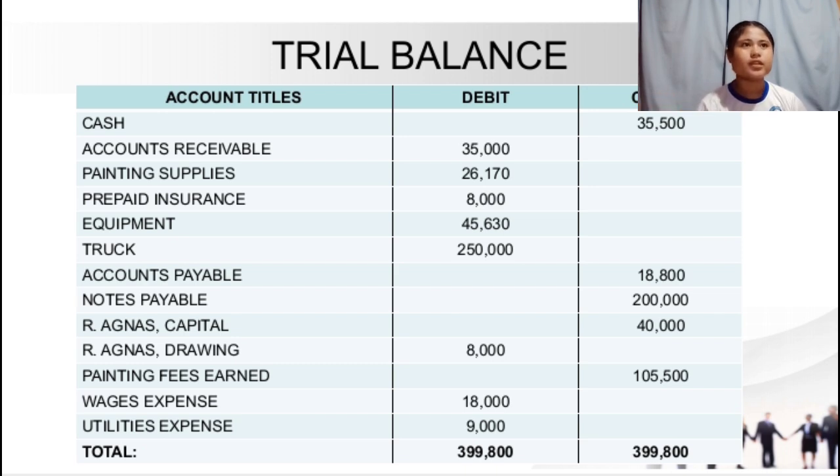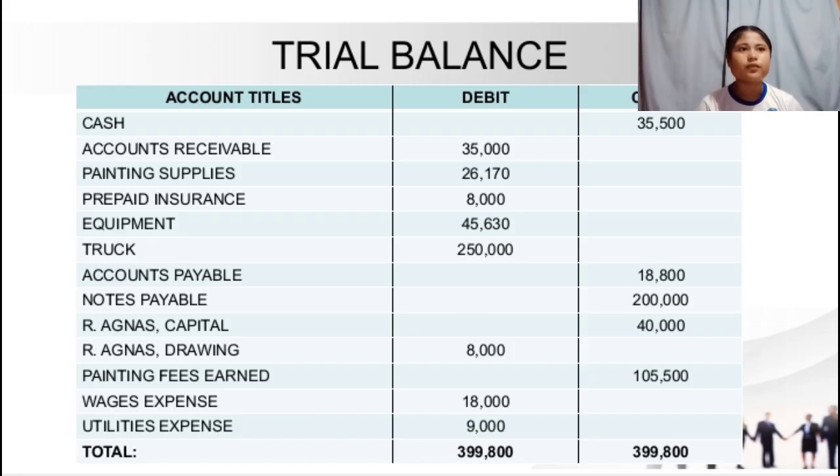In cash, 35,500 on the credit side. Accounts receivable, 35,000. Painting supplies, 26,170 on the debit side. Prepaid insurance, 8,000 on the debit side. Equipment, 45,630 on the debit side. Truck, 250,000 on the debit side. Accounts payable, 18,800 on the credit side. Notes payable, 200,000 on the credit side.